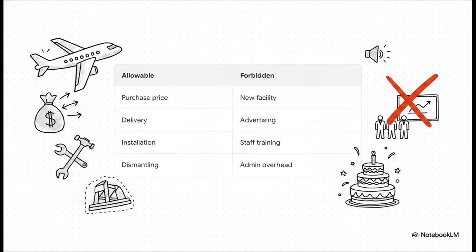But look at the forbidden costs. Let's say the airline throws a massive, lavish opening party to celebrate the new plane, or they run a huge ad campaign, or train the flight crew. Yeah, none of that counts. Those are just everyday business expenses, not asset costs.